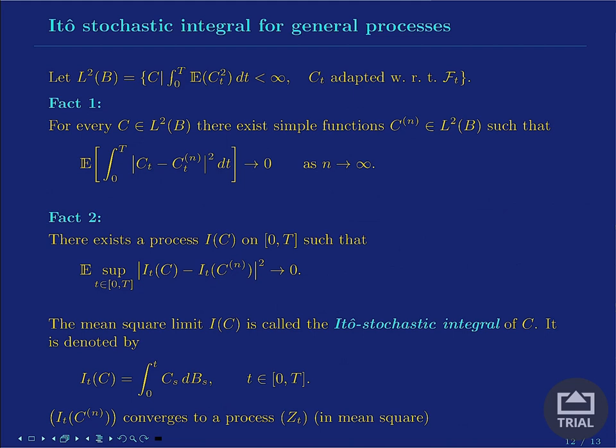So this mean square limit that is given here in this expression called IC is the stochastic integral of the function c, and we again more commonly use the notation integral of c as dbs for all t in the interval of interest from 0 to capital T. So that means that this function of integrals converges to a process in mean square. And this mean square limit is then called the stochastic integral.